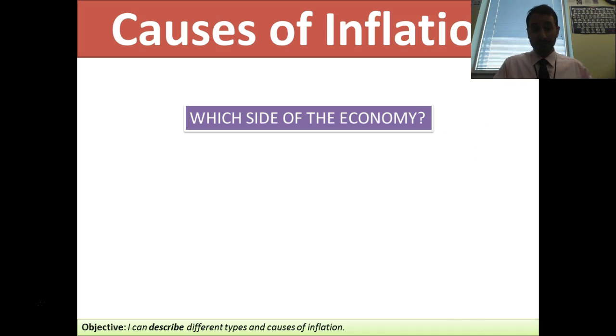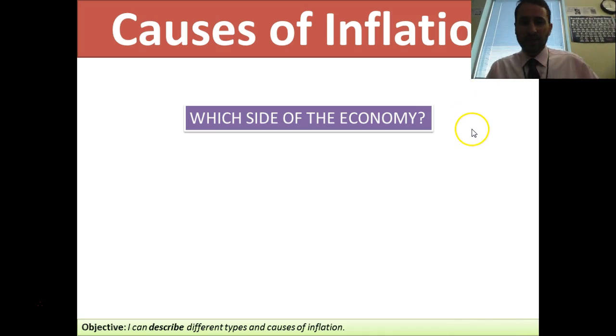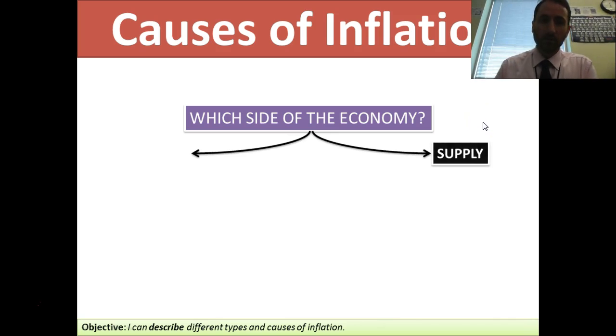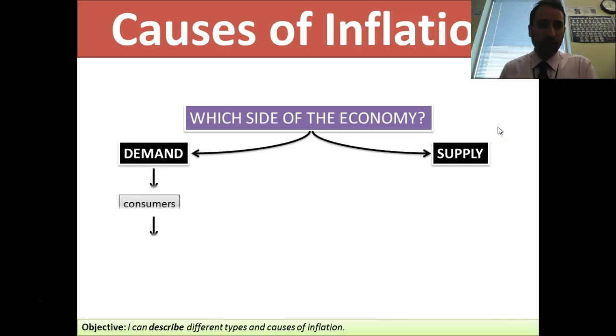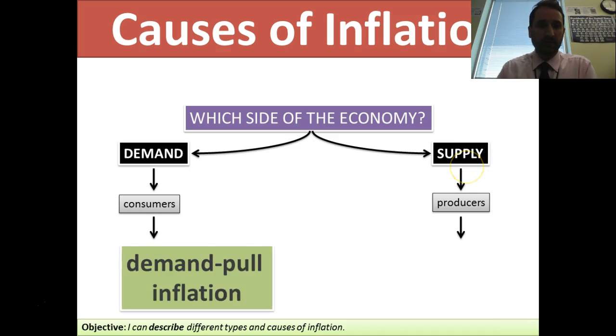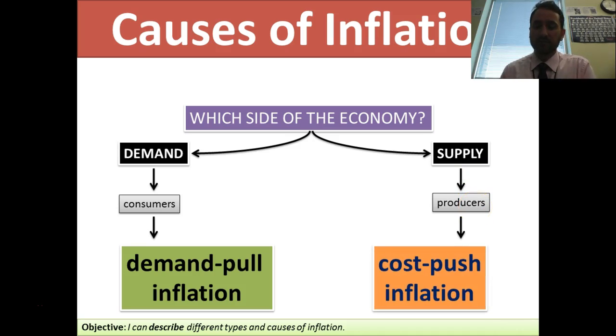And so there's two main causes of inflation, but we have to understand which side of the economy we're on. We have to remember that we have our two sides, our supply side and our demand side. And on the demand side, we're talking about consumers. On the supply side, we're talking about producers. And one cause of inflation is demand pull inflation. That's on the demand side, and cost push inflation is on the other side.